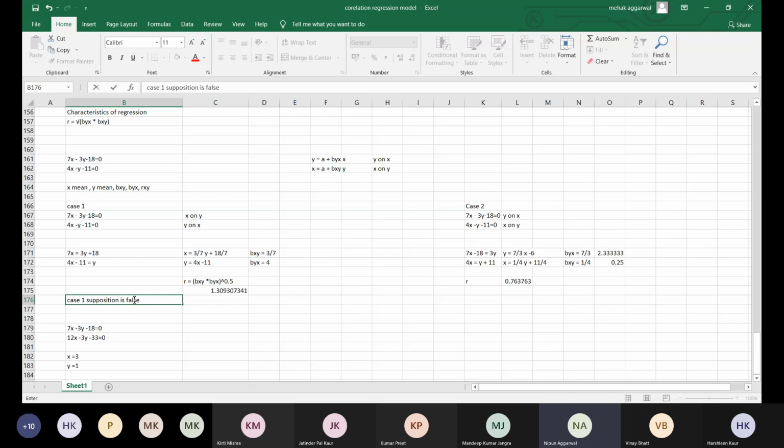as R cannot be greater than 1. So as the case 1 supposition is wrong, hence case 1 is rejected. So we go to case 2. According to case 2, we'll get the answers like this. That is the way to find the correlation or regression coefficients if regression lines are given to you.